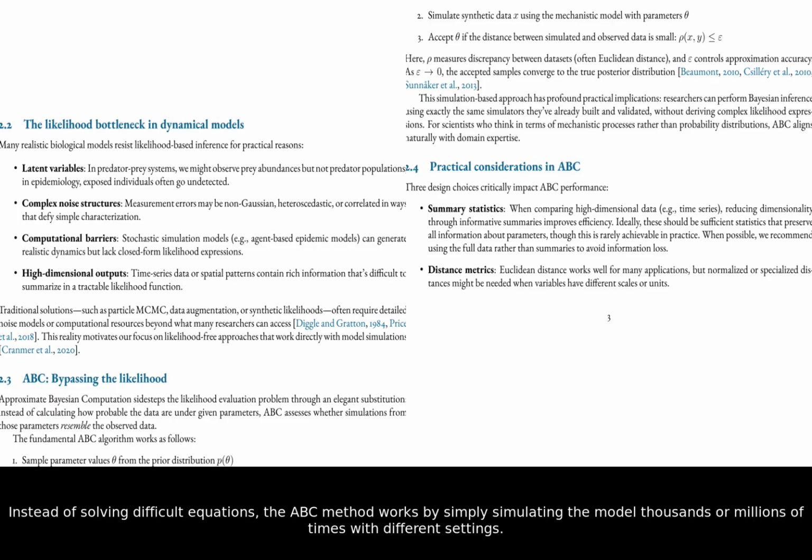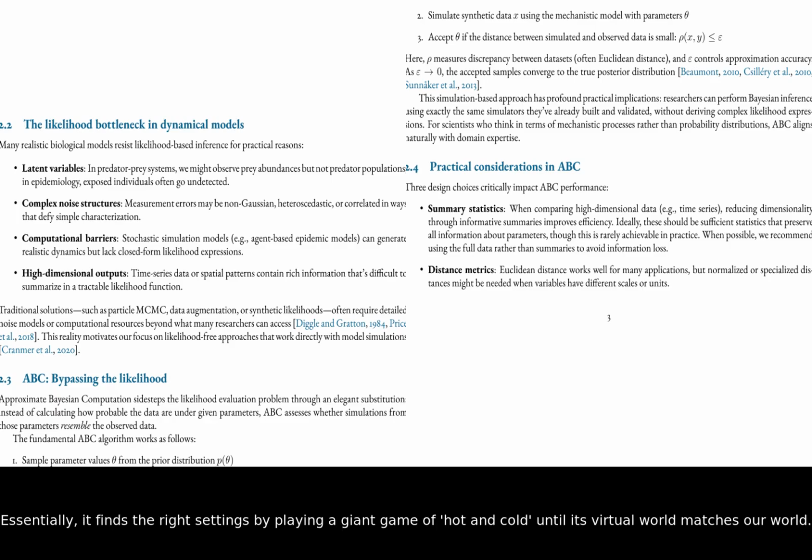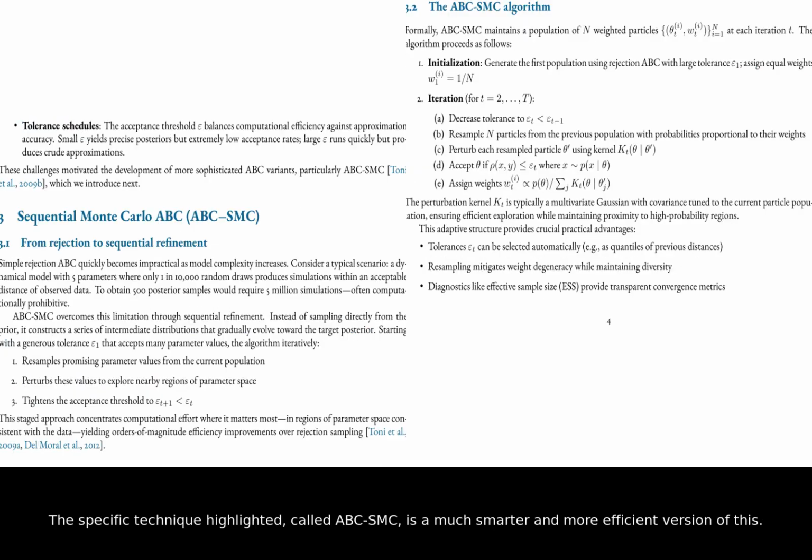Instead of solving difficult equations, the ABC method works by simply simulating the model thousands or millions of times with different settings. The computer then checks which of these simulations produces data that looks the most like the real data we've observed. Essentially, it finds the right settings by playing a giant game of hot and cold until its virtual world matches our world. The specific technique highlighted, called ABC-SMC, is a much smarter and more efficient version of this.